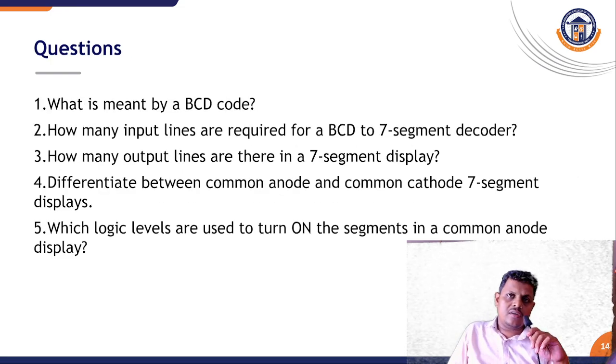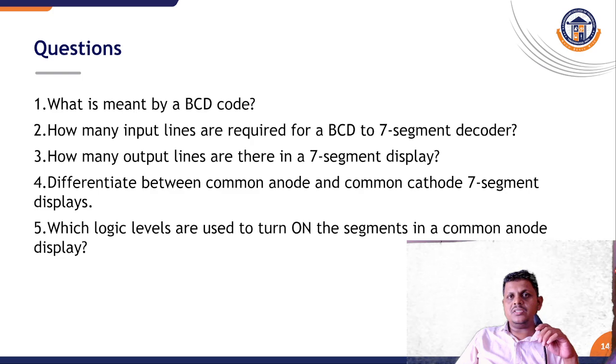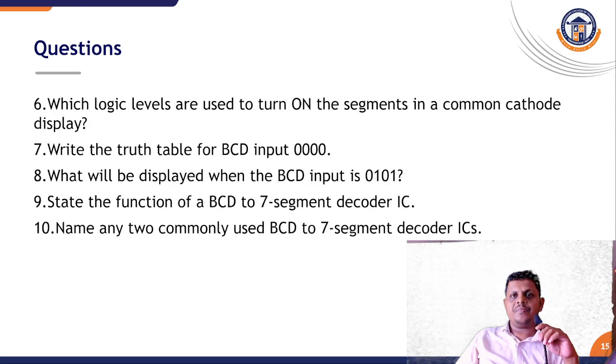And try to answer these questions. What is meant by BCD code? How many input lines are required for a BCD to 7 segment decoder? How many output lines are there in a 7 segment display? Differentiate between common anode and common cathode 7 segment displays. Which logic levels are used to turn on the segments in a common anode display, and which logic levels are used to turn on the segments in a common cathode display?